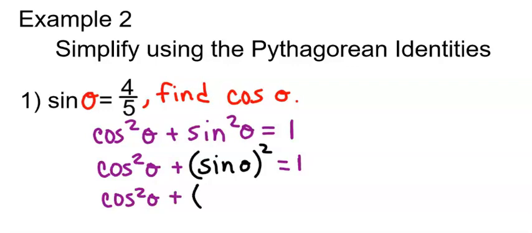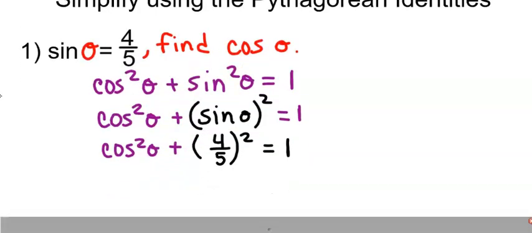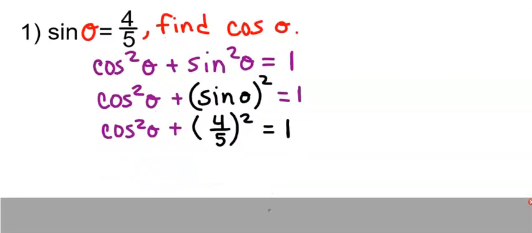Here we're going to do 4 over 5, which is our sine. And we're going to have to solve this out. It's going to be some work, guys. Arithmetic and everything. So let's go for it. Here, the 4 over 5 squared means you squared the 4 and you squared the 5. So 16 over 25.